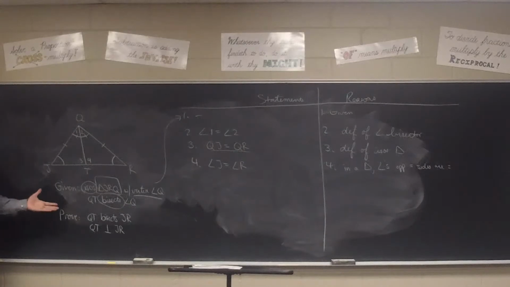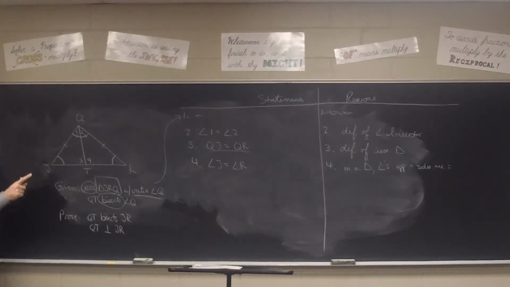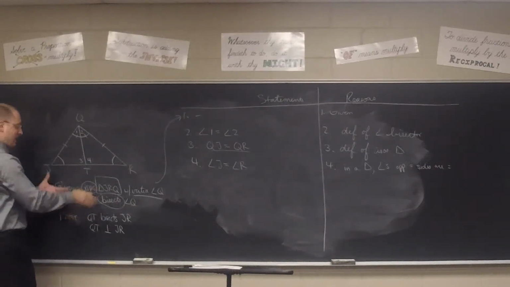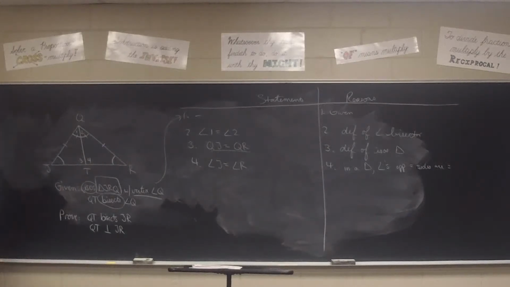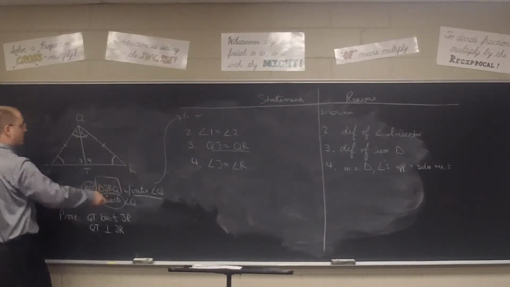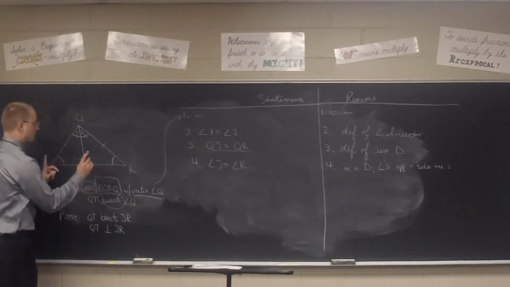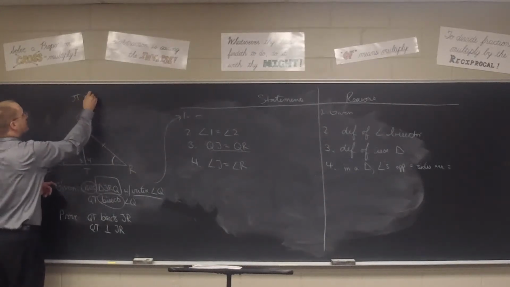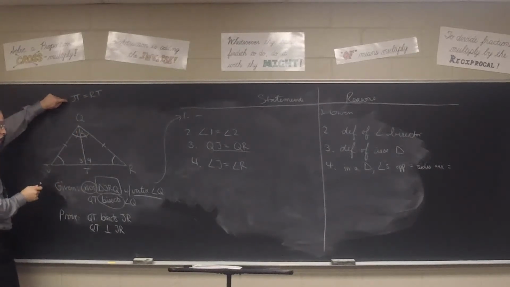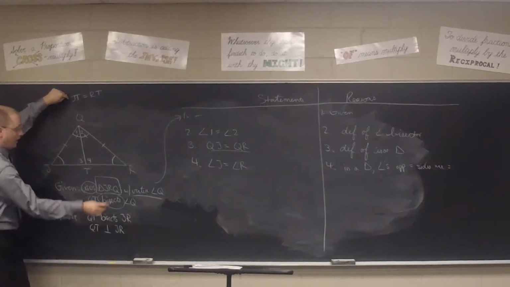Now, let's think about what we're trying to prove. I'm trying to prove that QT bisects JR. What does it mean, Genesis, if QT bisects JR? It must divide JR into two equal parts. What would be the two equal parts if QT is the bisector? JT and RT. So class, you understand that if we could say that JT equals RT, then QT must bisect JR, correct? If this is true, then that must be true.